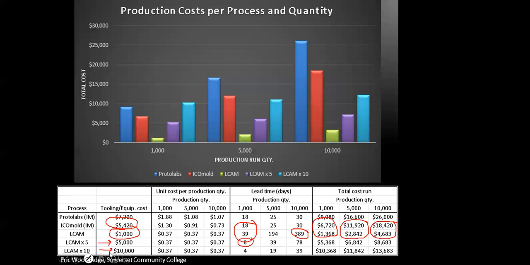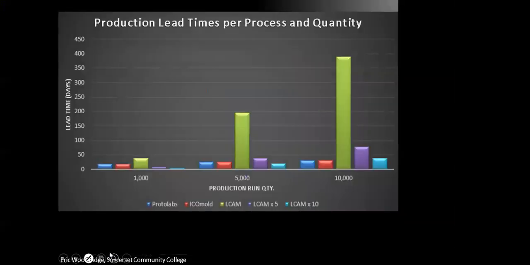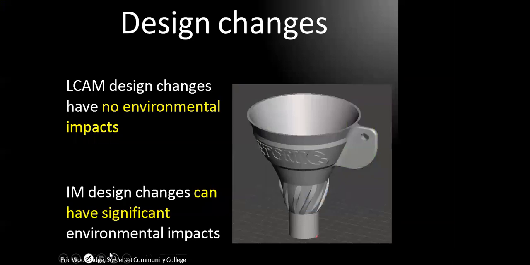Now, another thing that I want to point out too is, again, in this environmental study, the major impact and the reason that injection molding was more hazardous for the environment was because of the steel. And with this in mind, we want to talk about design changes.